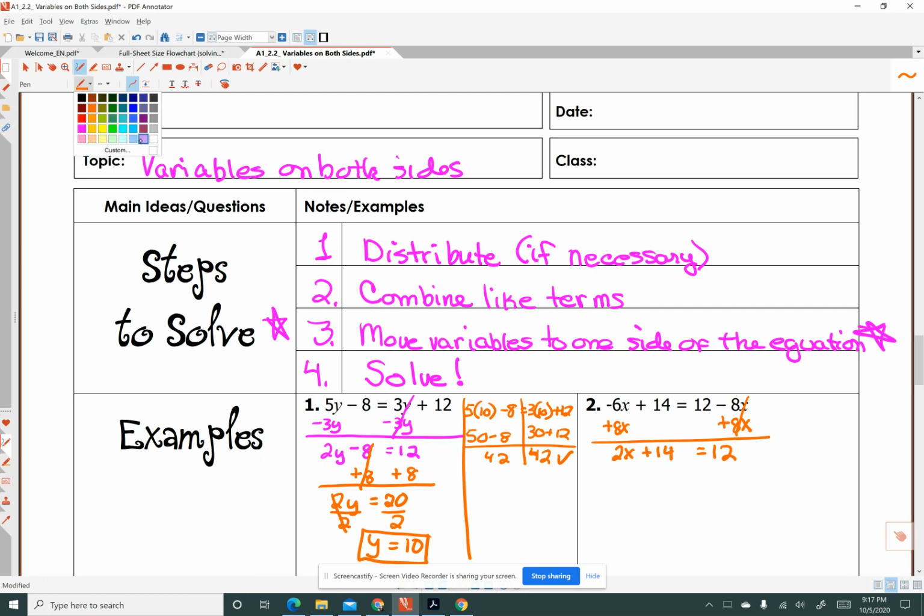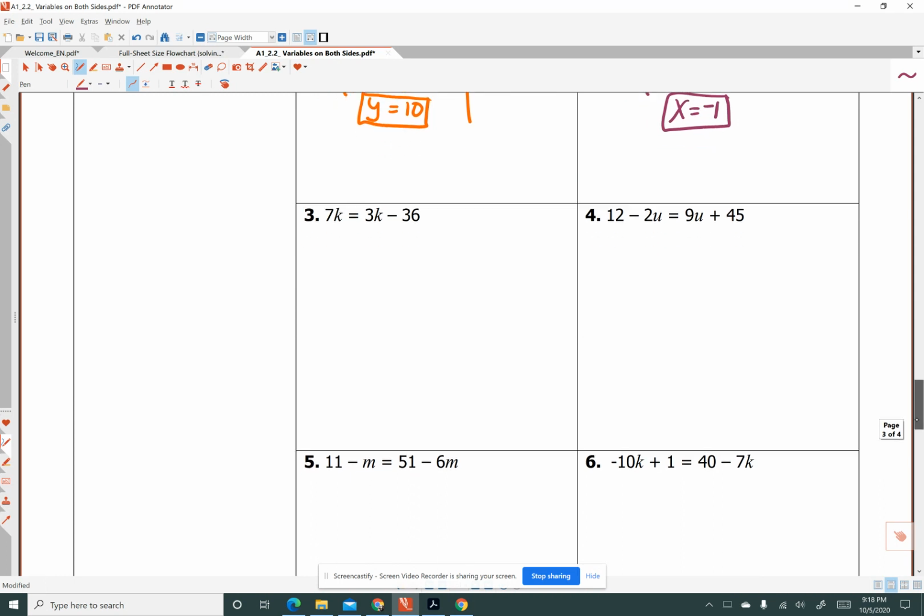Let's get a new color. So let's subtract 14 from both sides. And 12 minus 14. Sorry, it's negative 2. I have 2x on the left side. 2x equals negative 2. I'll divide both sides by 2. And x equals negative 1. Okay, let's scroll down. Let's try a couple more.